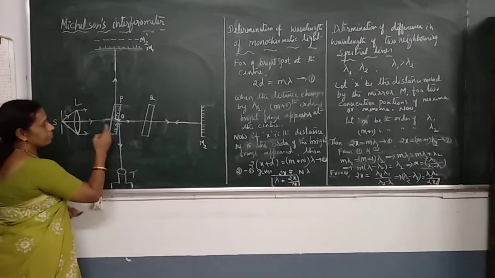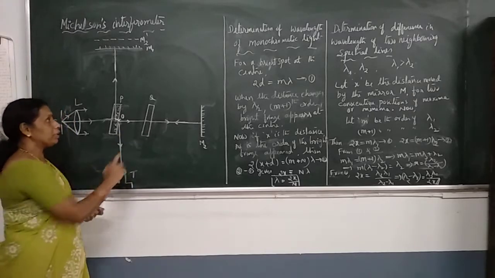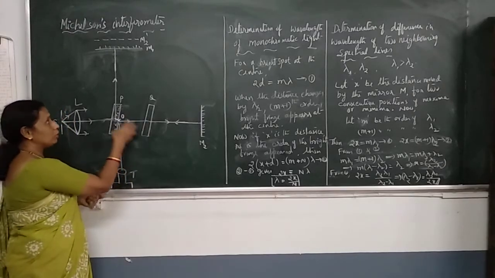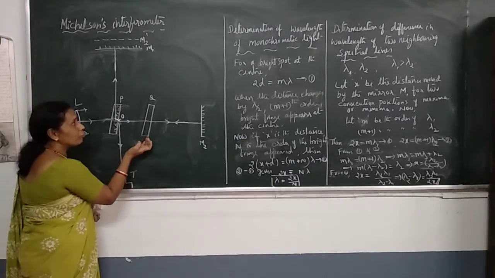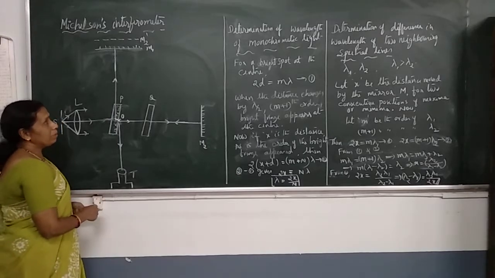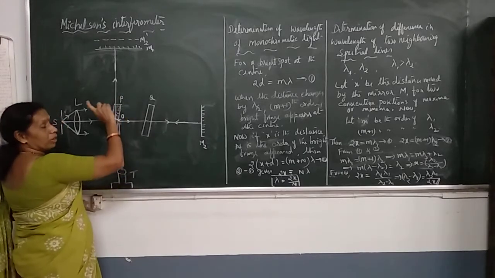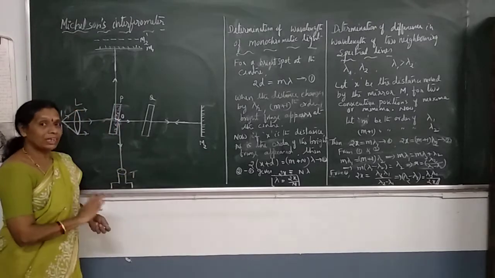See here, what is the use of the plate Q? A plate similar to P, that is Q, is used here. The reason Q is kept here is that the beams, the ray moving towards M1 and the ray moving towards M2, should travel equal paths.